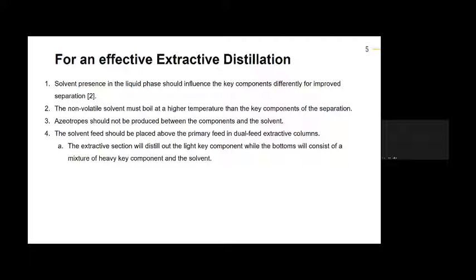And finally, this is more of an experience thing, that the solvent feed should be placed above the primary feed in a dual feed extractive column. So this basically helps to distill out the lighter key components, while the bottom components, which react with the solvent in a different way, will consist of a mixture of the heavy key component and the solvent.